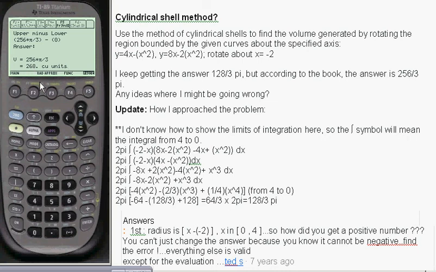Notice they never put cubic units in the answers here for any of these teachers or whoever they are. Here's Ted S. He did this 7 years ago, and look at this pathetic answer. How did you get a positive number? You can't change the answer because you know it cannot be negative. Find the error. Everything else is valid except for the evaluation. Well, thanks, Ted. What a great answer. That really cleared this whole thing up, didn't it? Never knew how they got 0, 4 for the limits, etc.